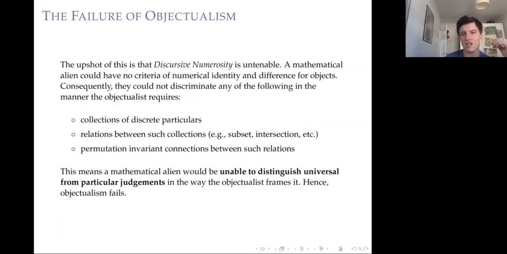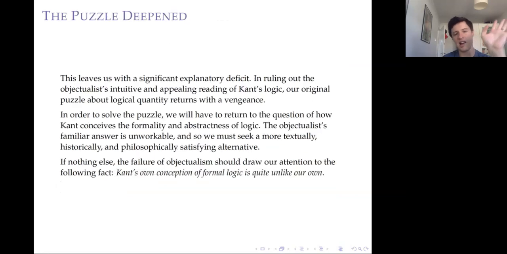This means, I think, discursive numerosity just is an untenable thesis, and by extension that the mathematical alien couldn't discriminate collections of particulars, relations between those collections, and permutation invariant connections between them. And so they won't be able to distinguish universal and particular judgments in the way that the objectualist frames the distinction. And so I think objectualism just cannot be the right view. So, just to be clear, it can't be the right view about Kant's conception of logical quantity, but by extension, it also can't be the right view about Kant's conception of logic.